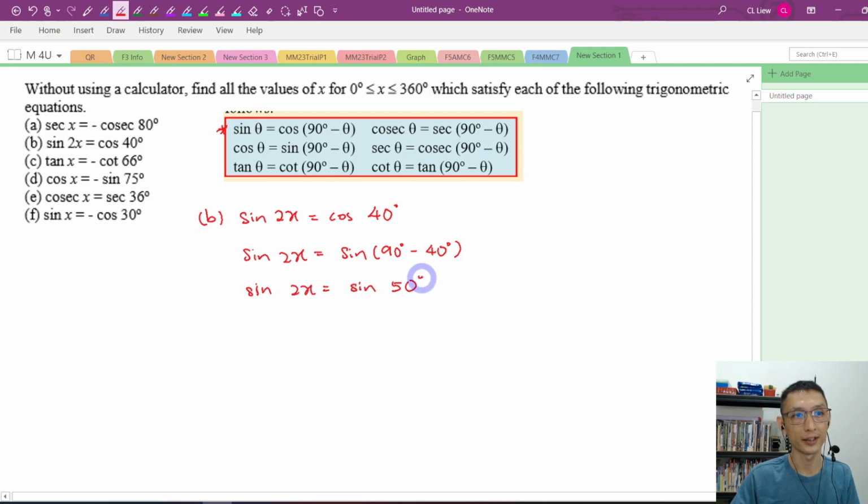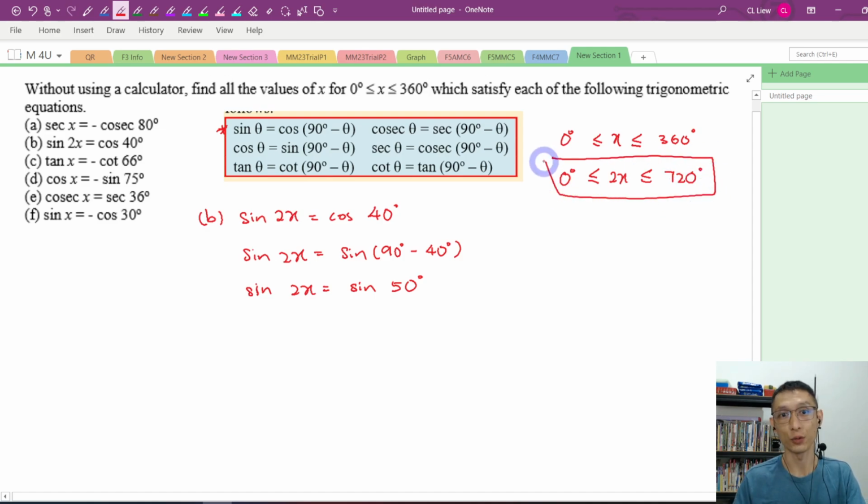50 degree. Now I know the reference angle is actually 50 degree, but you have to be more careful here. This is 2x and this is x. So how do I, now you look at this one. X is from 0 degree to 360 degree. So how about if we change the 2x with times 2, right? So we have to do the same thing for here and here. So it will become 0 times 2, 0, and this will become 720 degree. Okay, this is a new range. This is a range for 2x.